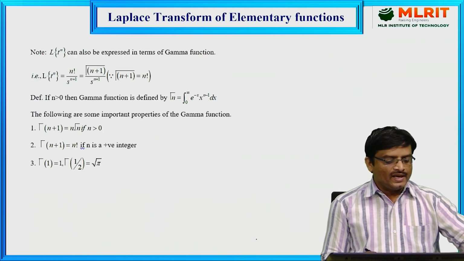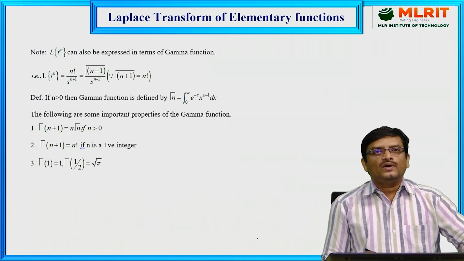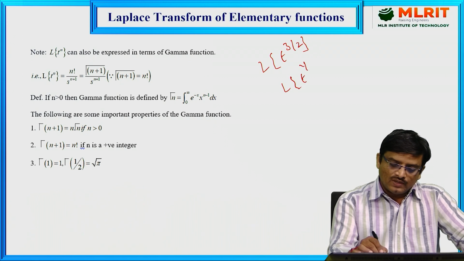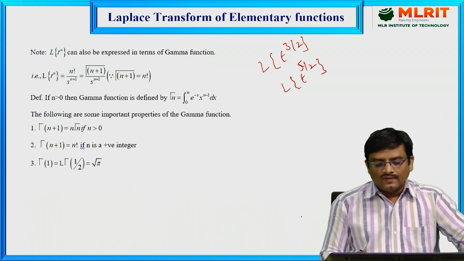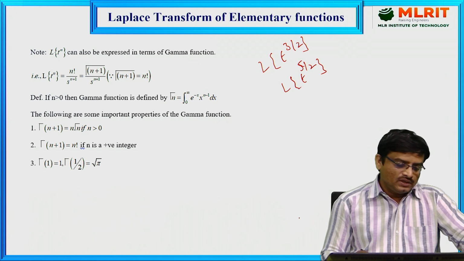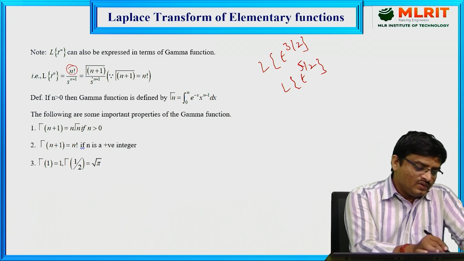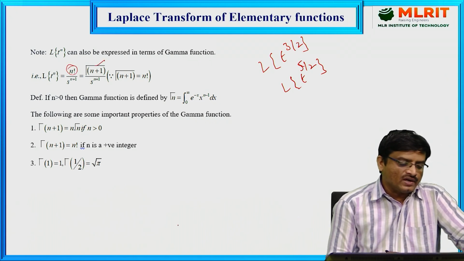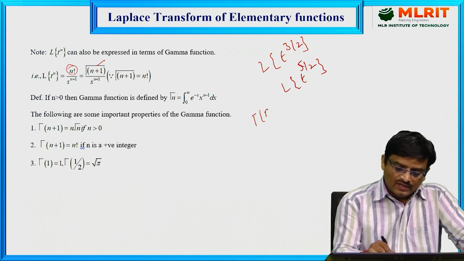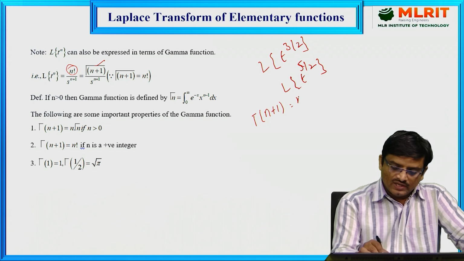So by taking the help of the gamma function, we are going to find out the Laplace transform of t power 3 by 2, Laplace transform of t power 1 by 2, Laplace transform of t power 5 by 2. Whenever the power of t is not an integer, we can use that. Instead of taking n factorial, we can convert that n factorial in terms of the gamma function. So we have the relation gamma of n plus 1 is equal to n factorial.